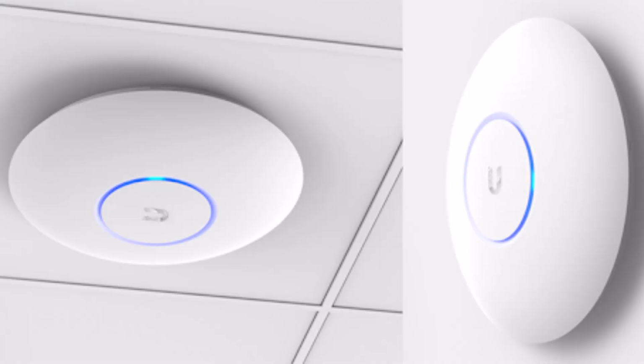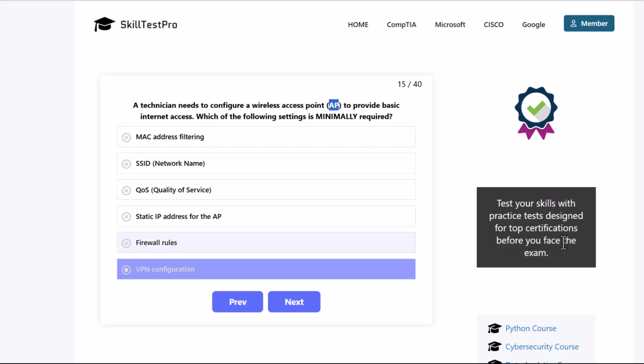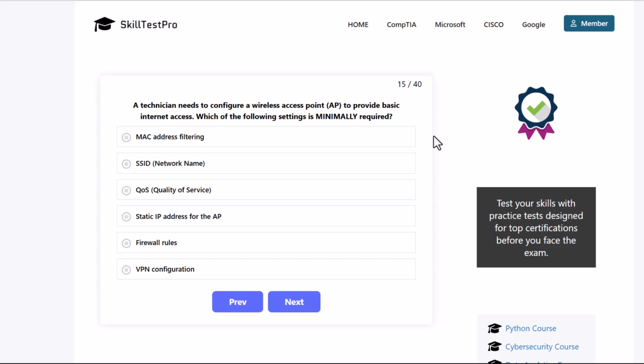Remember AP, access point, also known as WAP or wireless access point. Firewall rules or VPN configuration. And which one is the correct answer here?